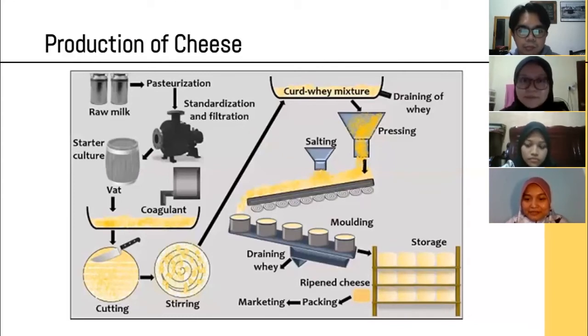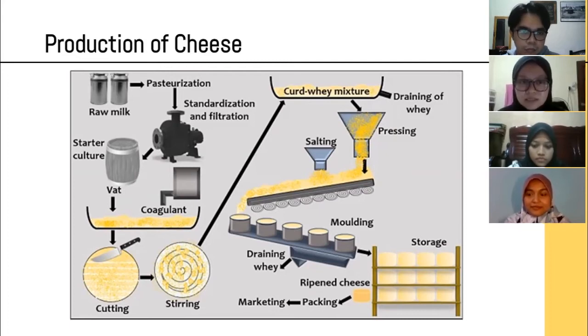Okay, firstly, I will present about the production of the cheese. The first process is pasteurization of milk. This process reduces the spoilage organisms and improves the environment for growth of starter cultures. Cheese produced from raw milk requires aging for a maximum of 60 days. After pasteurization or heating, the milk is cooled to the temperature needed for the growth of starter culture.